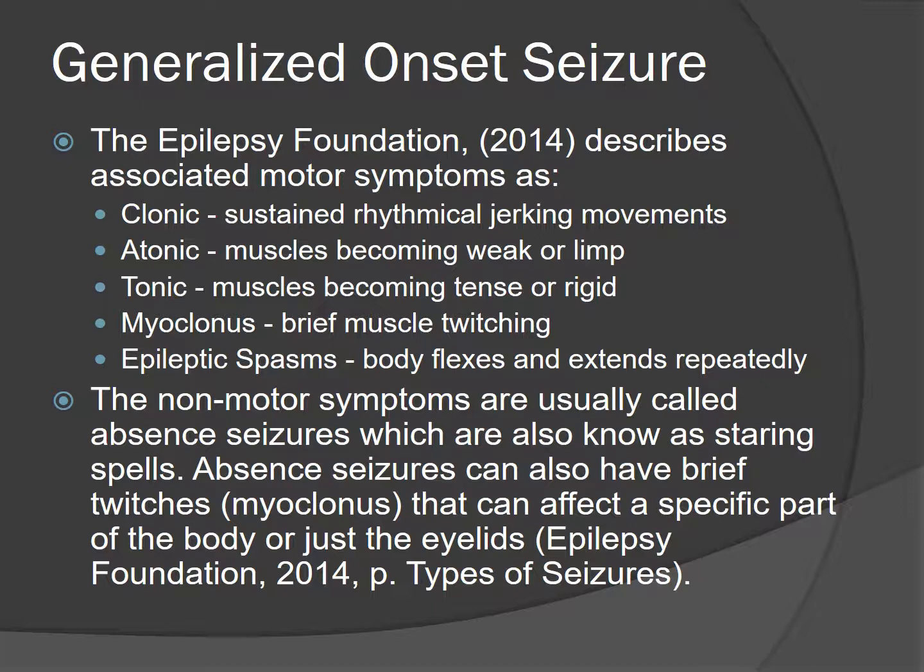The other one that's pretty common, but less so, is the absence seizure. This is considered a non-motor symptom, also known as a staring spell. In this situation, you may also have brief twitches that affect a specific part of the body, most commonly the eyelids. Those are the daydreaming or staring spells, the other kind of more common seizure that people are familiar with.